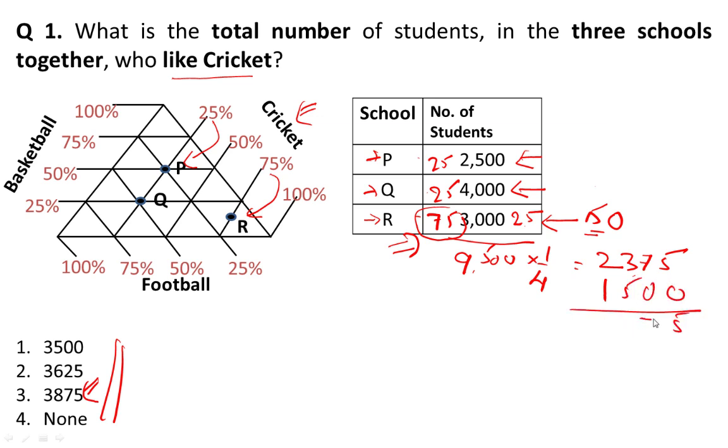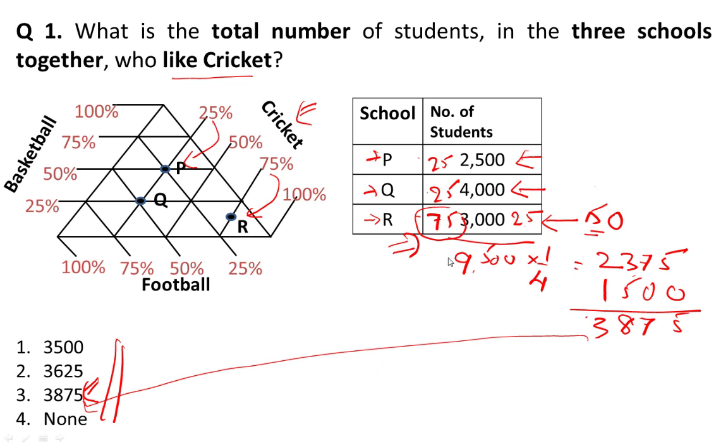So 2375 plus 1500 gives 3875. You got the same answer here? 3875? Yes.